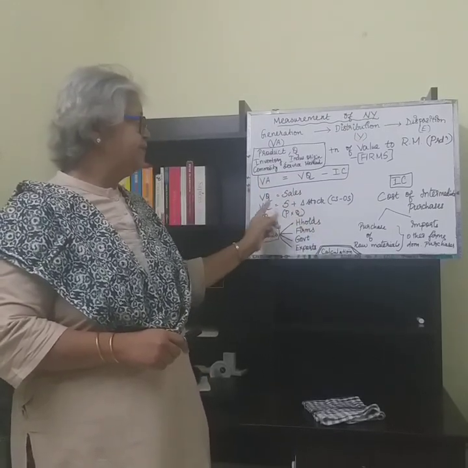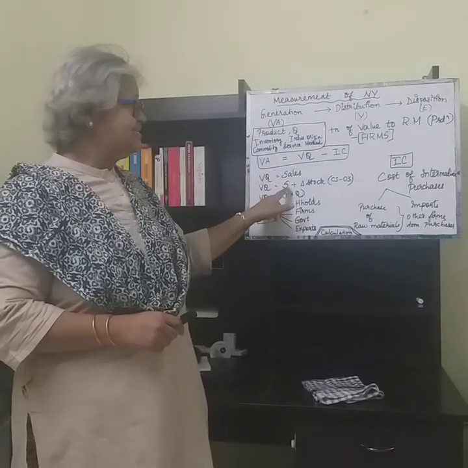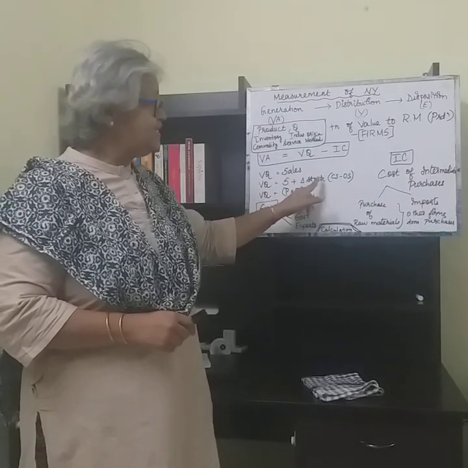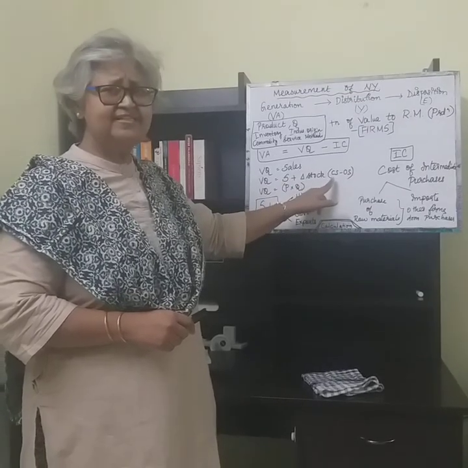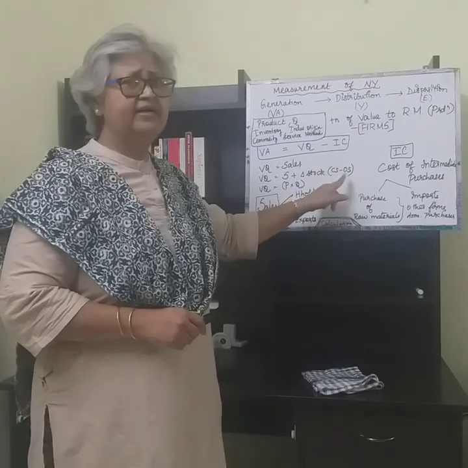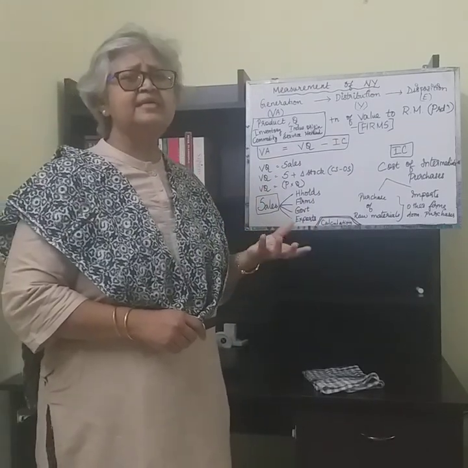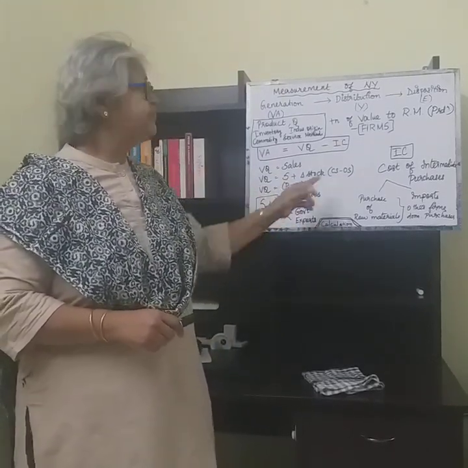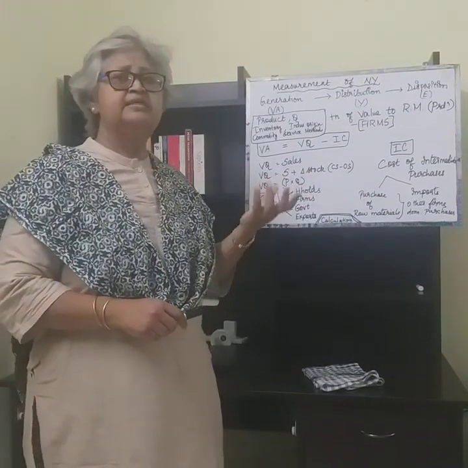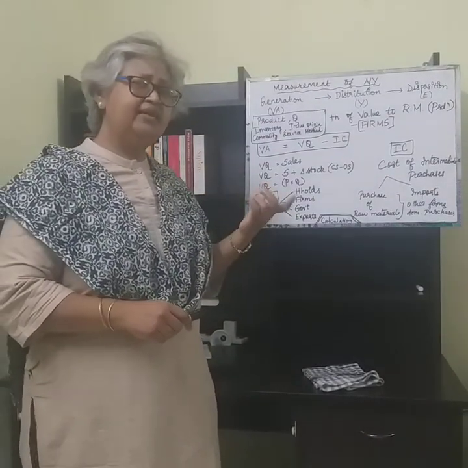So over here, the value of the output can be calculated as sales plus the change in stock. Change in stock is the difference between the closing stock and the opening stock. By the end of the year, whatever stock of raw materials and unsold products that the firms are going to have, minus the opening stock, which refers to the stock of raw materials and the finished products which they have at the beginning of the year.